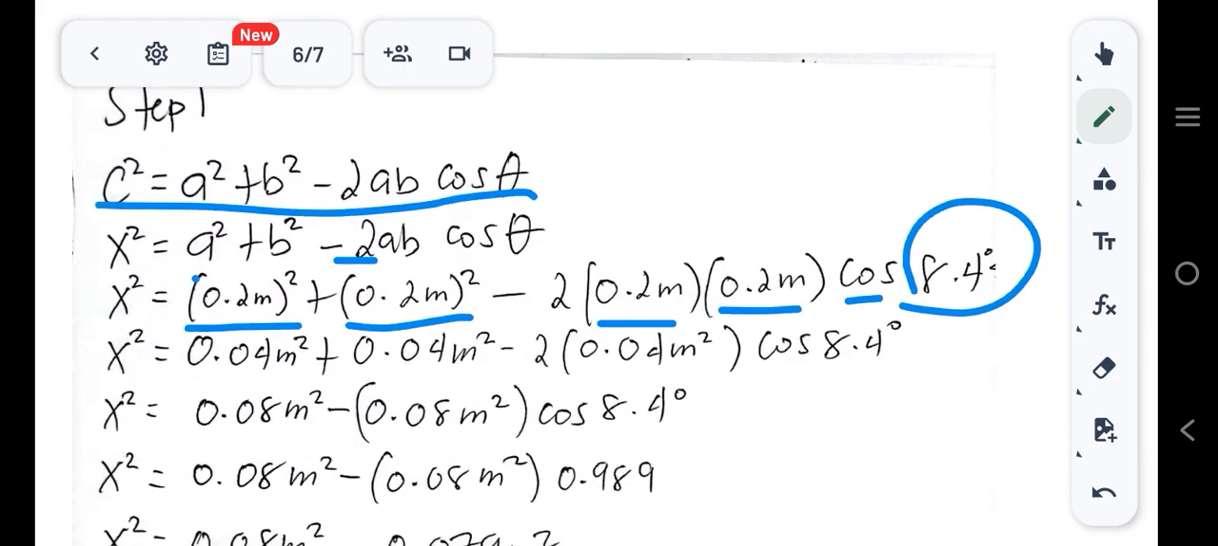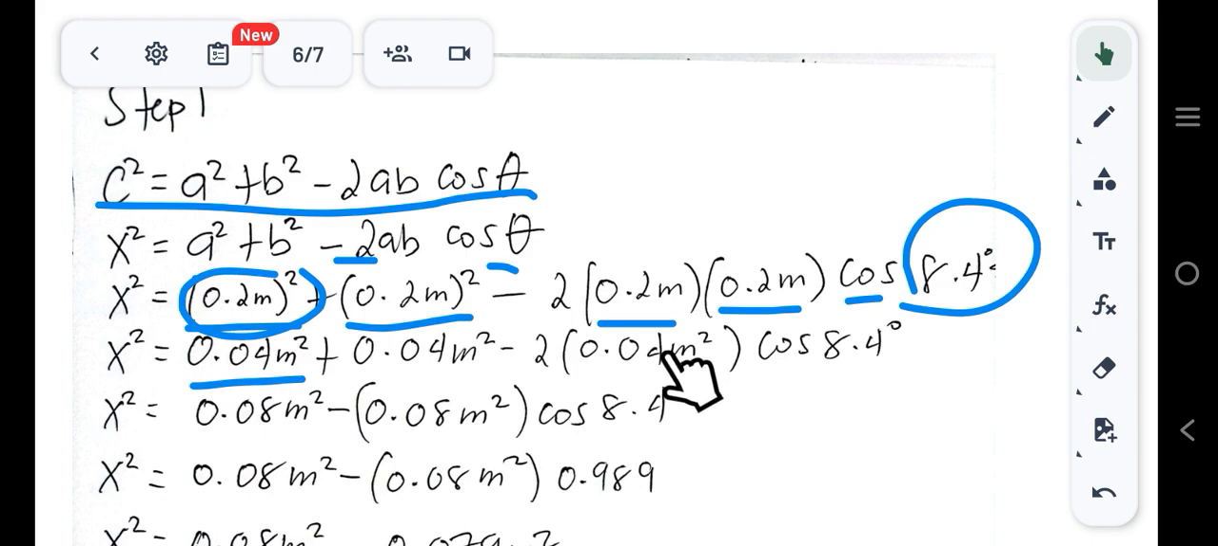The next step, of course, is to square that based on the equation. 0.2 meters raised to 2 will be 0.04 meters squared. Same here, 0.2 meters squared will be 0.04 meters squared as well. Then 2 copy, then 0.2 meters times 0.2 meters will become 0.04 meters squared.